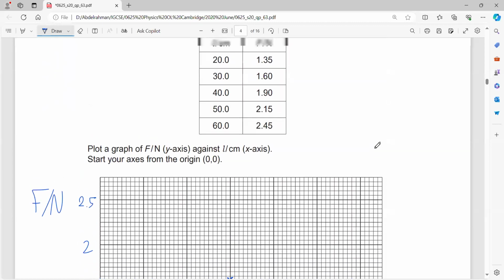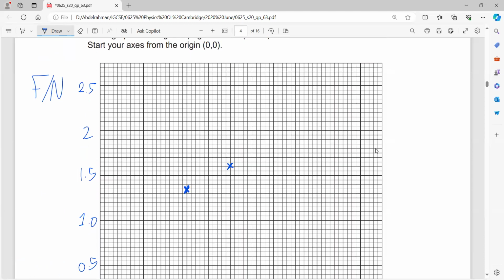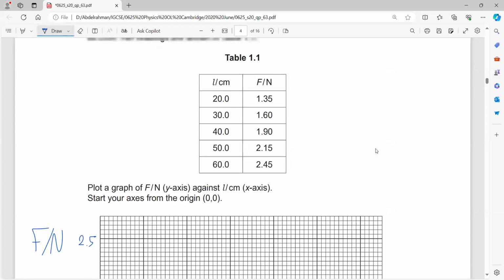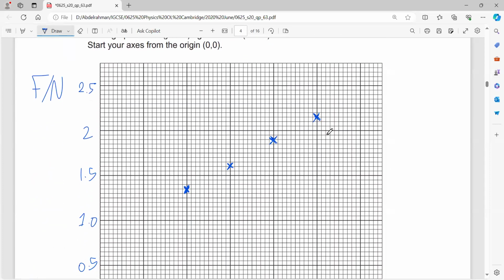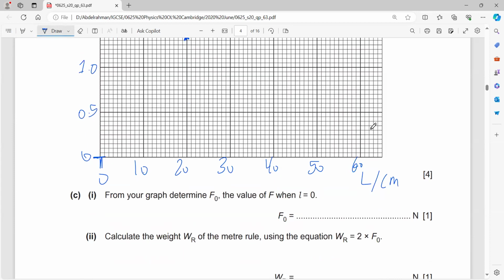40, 1.9, that's 2 squares below the 2. 50, 2.15, that's 3 squares above the 2. 60, 2.45, that's 1 square below the 2.5. Okay, 1 square below the 2.5. Nice.